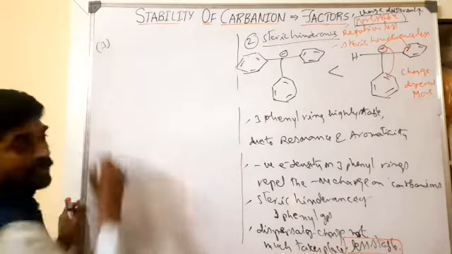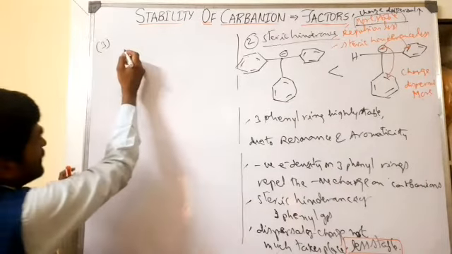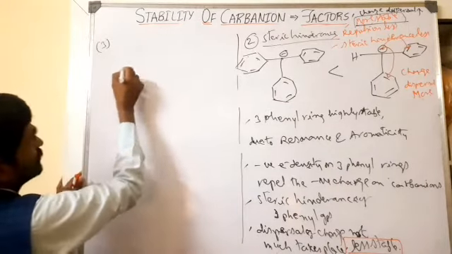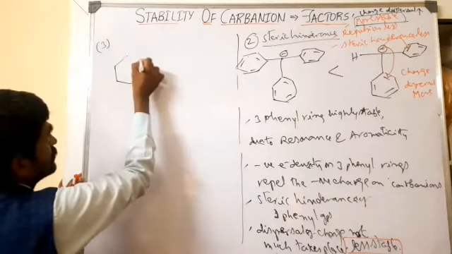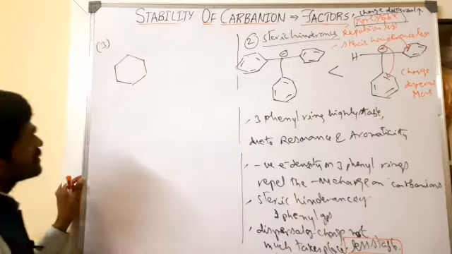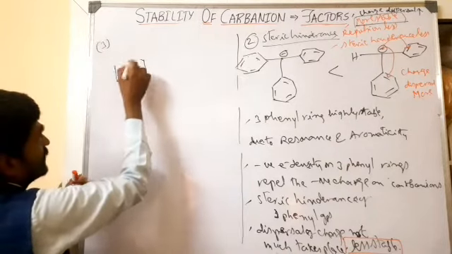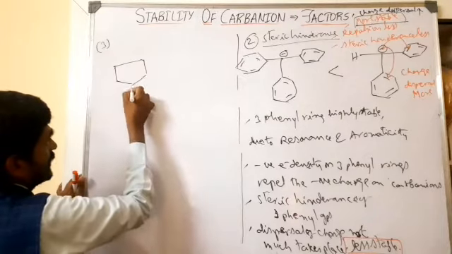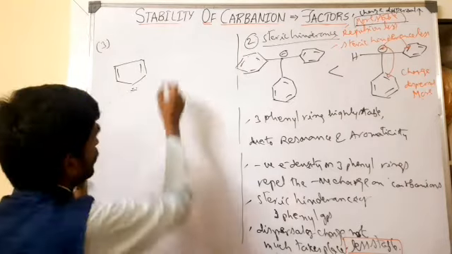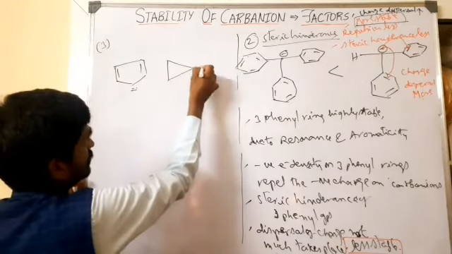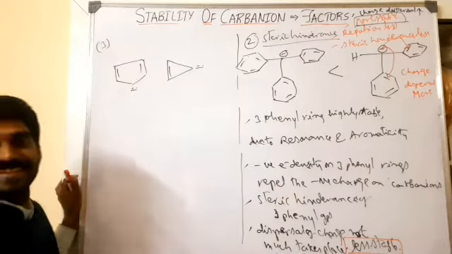Next, the third one. Now we will go ahead to discuss the third one. Here in this case, we will take a different example. In this molecule, there is a negative charge, and double bonds are there. This is a previous year question. Of these two, which molecule is more stable?